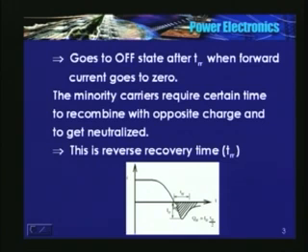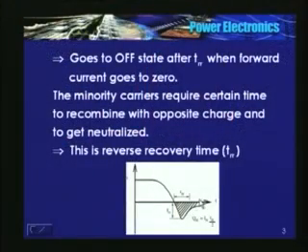At this point, current becomes 0, but then the diode continues to conduct. A reverse current starts flowing, till say TRR. That's because the minority carriers require a certain time to recombine with the opposite charge and get neutralized. I'll repeat, the minority carriers require a certain time to recombine, and that takes place in this time TRR.